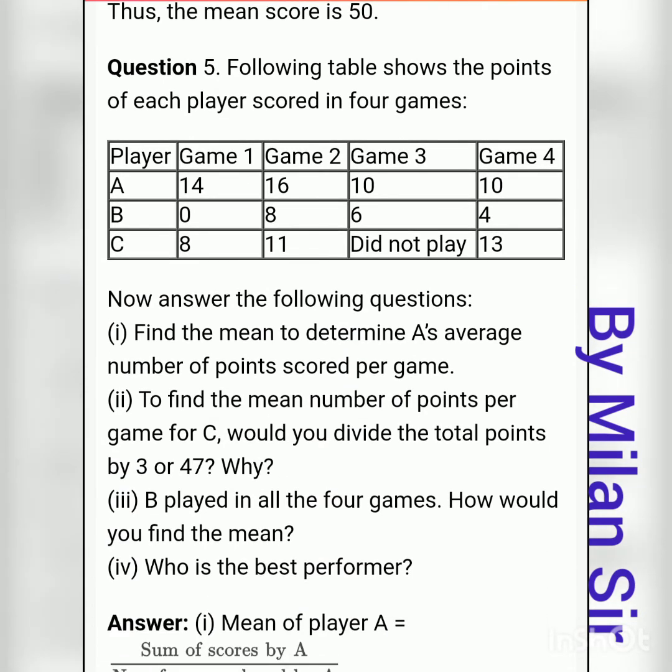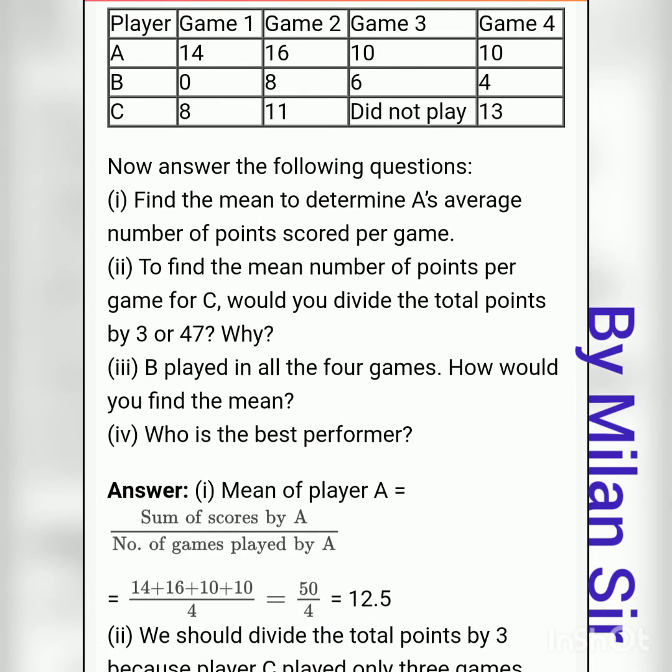Number 5. First of all, read the question. Following table shows the points each player scored in 4 games. Right? Player A, games 1 to 4: 14, 16, 10 and 10. For player B: 0, 8, 6 and 4. And player C: 8, 11 and 13. Now answer the following questions.